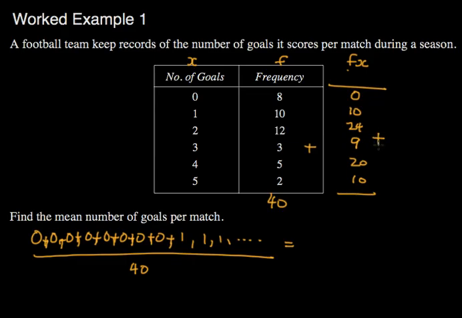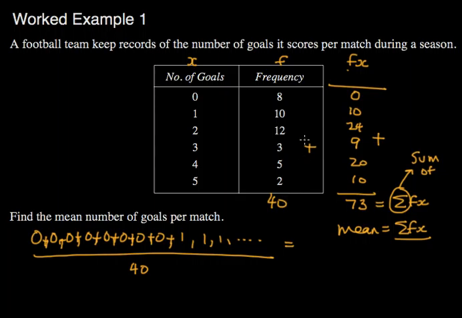I have to add all these together because that is what I have at the top of my fraction, and by adding them up, I get 73. I can refer to this number also as the sum of Fx. And this symbol is a Greek sigma. It looks like a capital M on its side, and this means sum of. So the mean I could write as the sum of all of the Fx terms divided by my total number of teams, which is the sum of F.